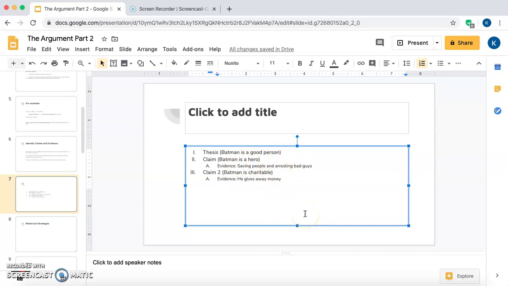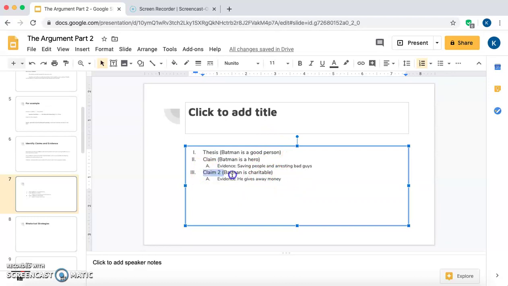So you have to kind of break it down into what relates to the next thing. A hero is a good person. Somebody who saves people and arrests bad guys, that person is a hero. And again, a hero is a good person. A person who's charitable is a good person. A person who gives away money is charitable.